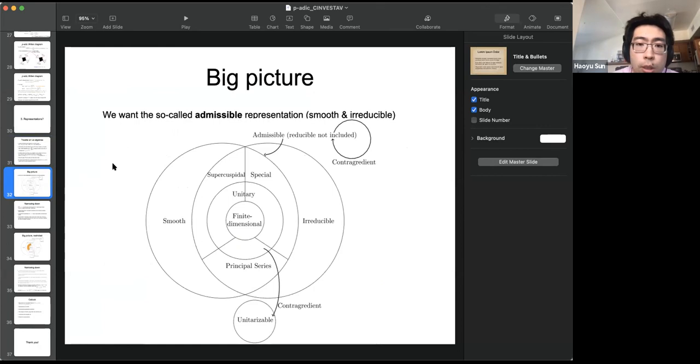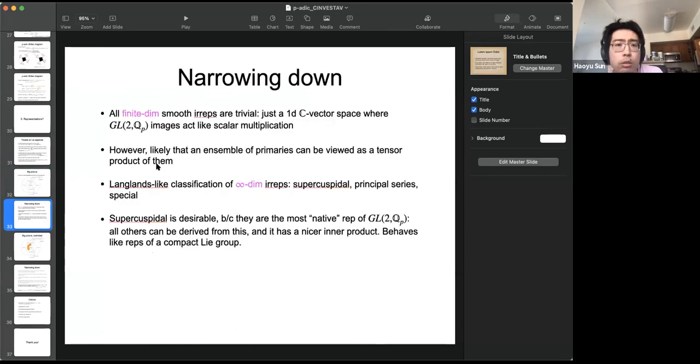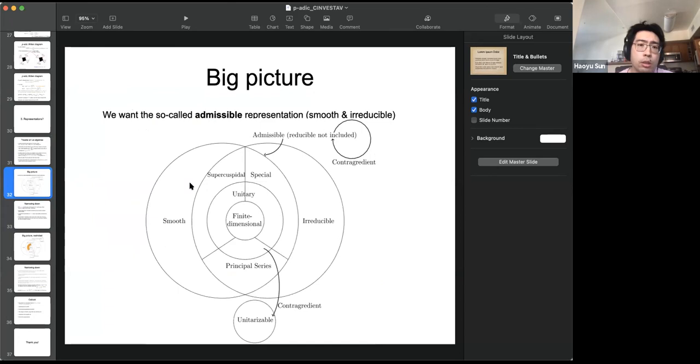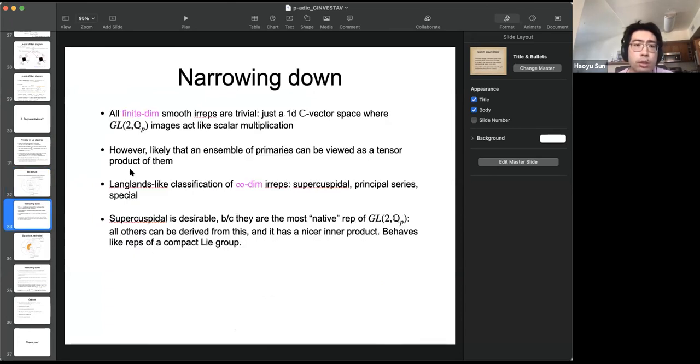So here we summarize all the relevant representations in this Venn diagram. We would like these admissible representations, namely both smooth and irreducible, which is the intersection, the overlap between the two big circles. So we would like to narrow down in this Venn diagram. First, all the finite-dimensional smooth representations are trivial. They're just one-dimensional complex vector spaces where the GL2(Qp) images act like a scalar multiplication.